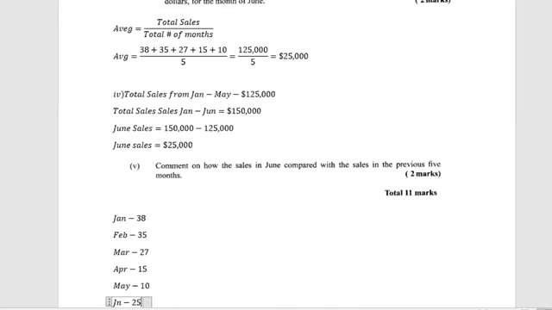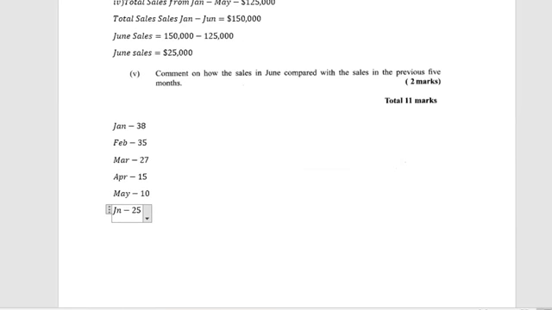So part 5 is asking us, comment on how the sales in June compared to the sales in the previous 5 months. Is there anything that stood out to you in particular? All we want is 2 points. It was actually a dramatic decrease in sales, or a drastic. Sorry. Decrease? There was an increase, sir. So there's an increase of 15,000 in June.